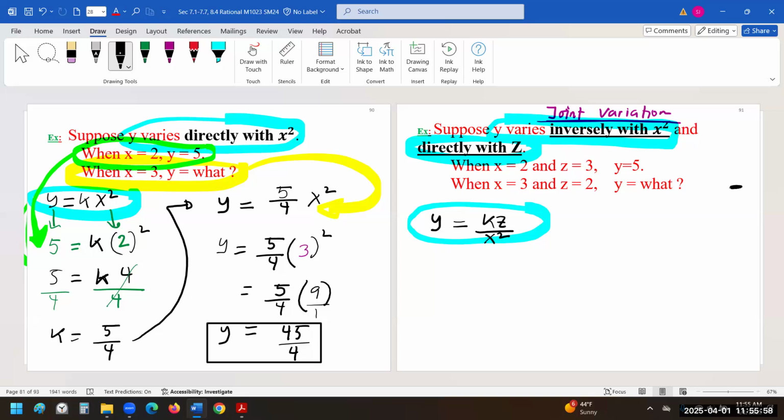And then we do the same thing we did before. Our goal is to do what next? Solve for k. So you plug in. What information do we have for y? 5. We don't know our k, so you leave it alone. What is our z? 3. What is our x? 2. So we have 5 equals k times 3 over 4.